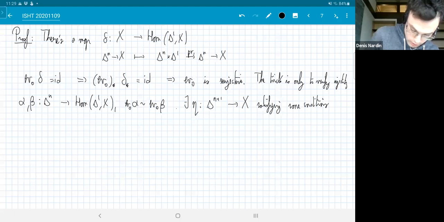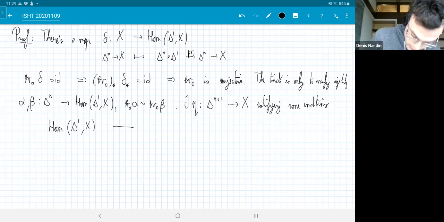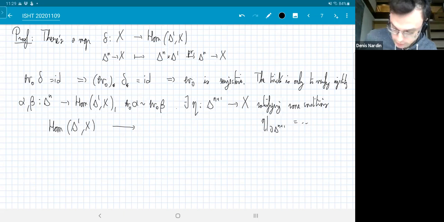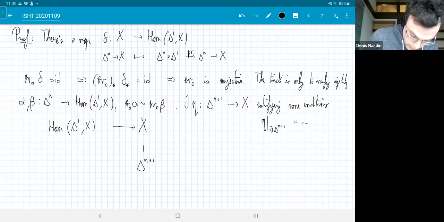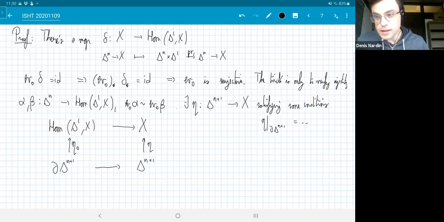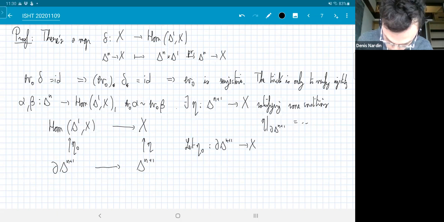And so what does this mean then? We have Hom(Δ^1, X) satisfying some conditions. By the way, that means that the restriction to the boundary is something. Sorry, no, that's the important part. The conditions are that the restriction of eta to the boundary is given by a certain formula. And so we have eta here, and we have the boundary. And let me call eta zero here the boundary that a homotopy between alpha and beta should have, the boundary that a witness to alpha, beta should have.